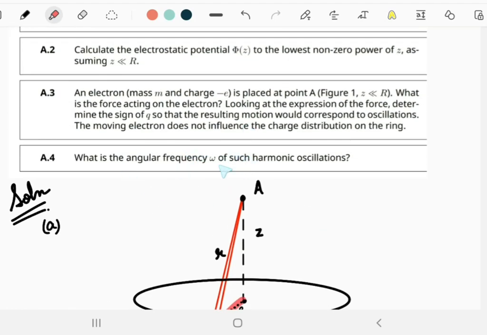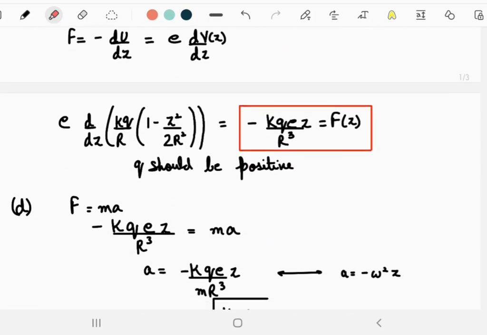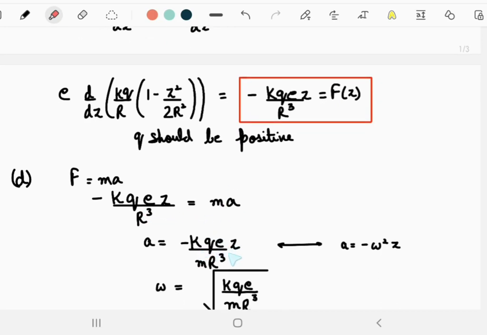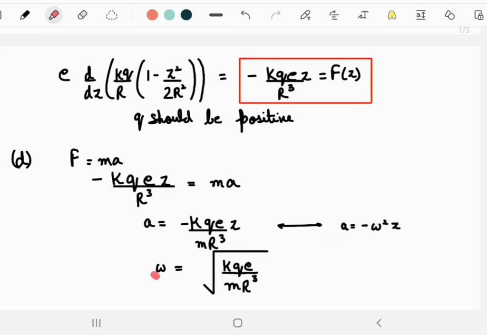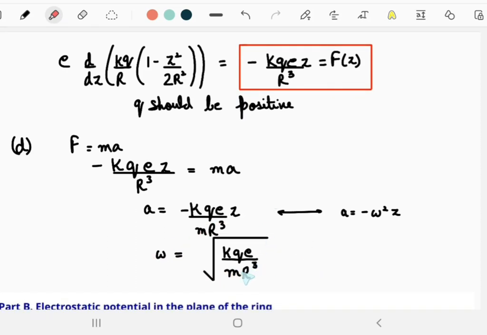What is the angular frequency omega of such harmonic oscillations? So F is equals to ma, so minus kqe z by r cube is equals to ma, so a is equals to minus kqe z by m r cube. So on comparing this expression with a is equals to minus omega square z, this will be the angular frequency, that is under root kqe by m r cube.